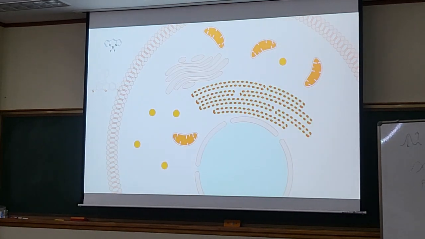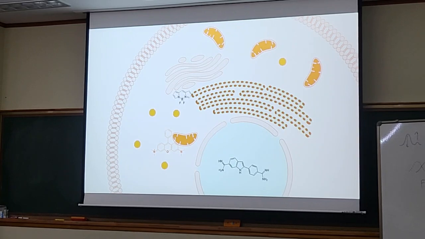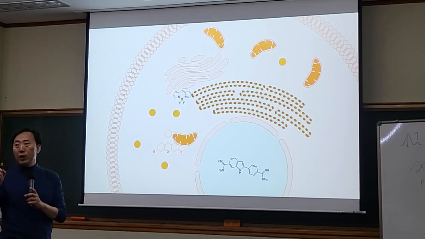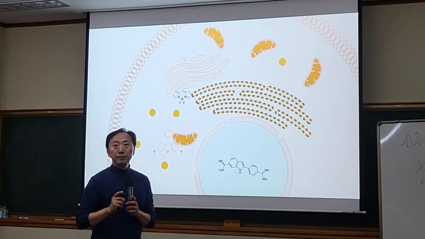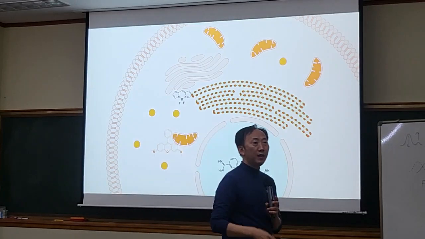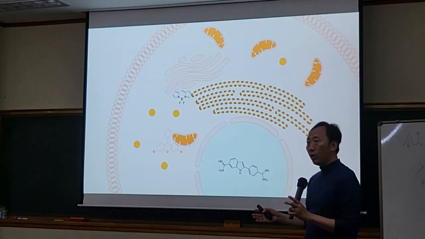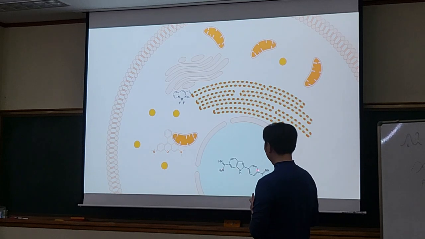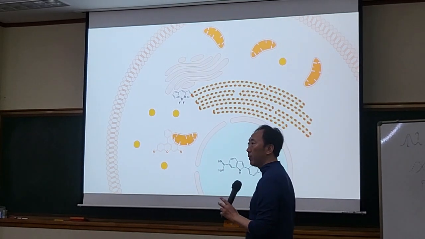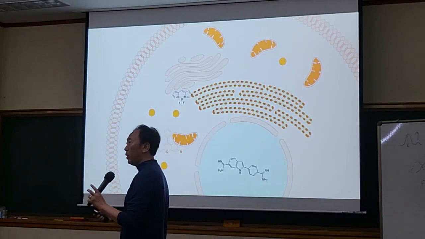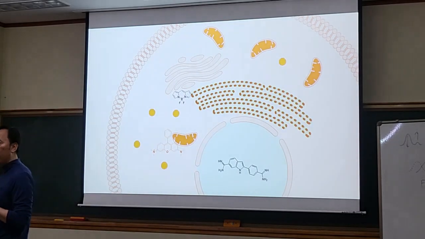If you can control that, then they can find their targets like mitochondria, Golgi, or DNA. That's what you have seen for organelle-selective probes. That part has been developed over the last half century. So reasonably, we have good markers and good probes for nucleus binding, mitochondria binding, or Golgi binding.